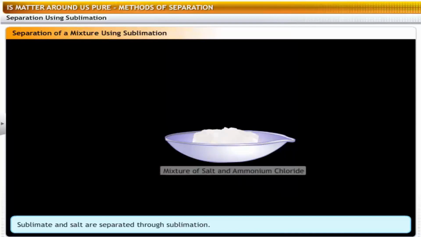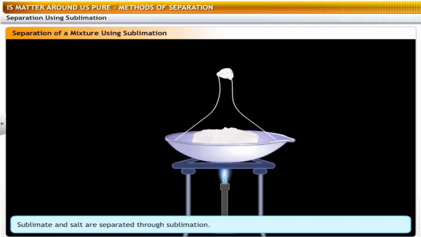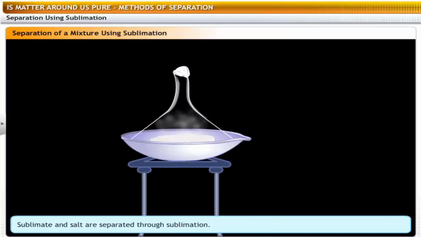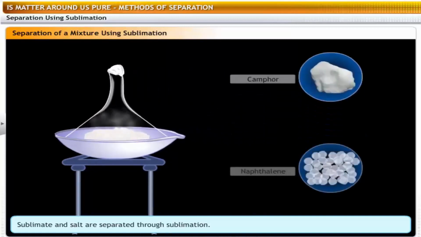Take the mixture in a china dish and cover it with an inverted funnel fitted with a cotton plug. Heat the mixture. In a short while, you will see vapors of ammonium chloride. Stop heating and allow the setup to cool. You will see a fine white powdery deposit on the sides of the funnel. This is solidified ammonium chloride. Solids like camphor, naphthalene, and anthracene are examples of solids that sublimate.